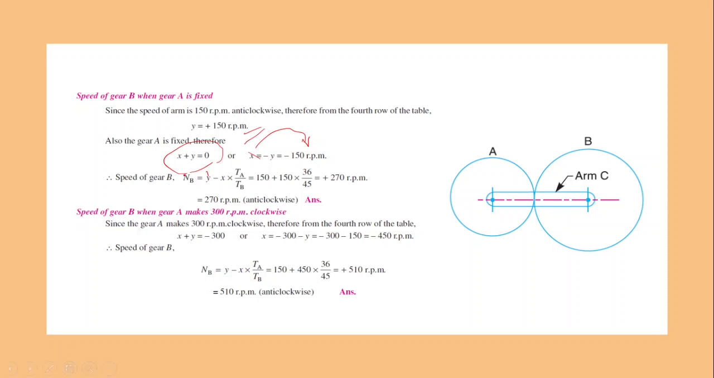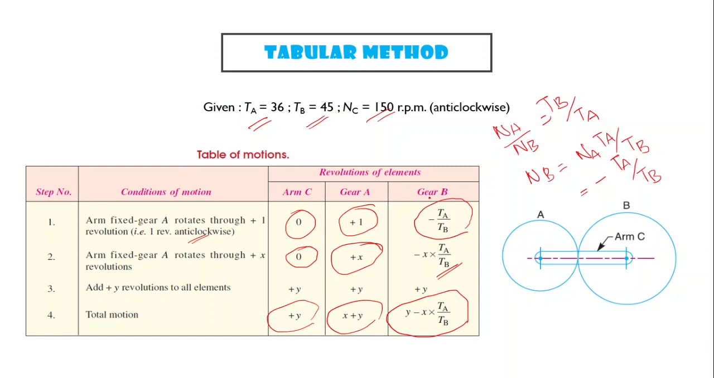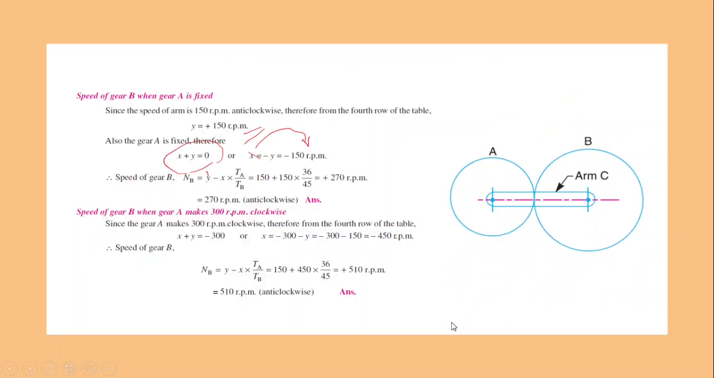Then the speed of gear B. From this table, we can see that the speed of gear B is equal to Y minus X into TA by TB. Then we can substitute the values of Y and X in this equation. We already know that TA is equal to 36 and TB is equal to 45. Then we can easily find the speed of gear B: NB is equal to 270 RPM, plus means in the anti-clockwise direction.